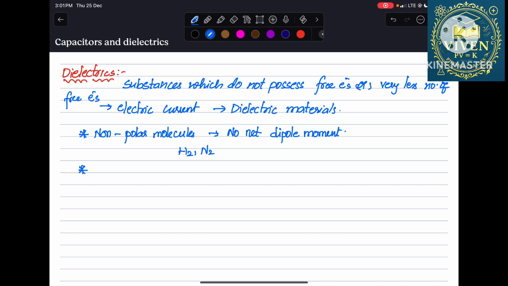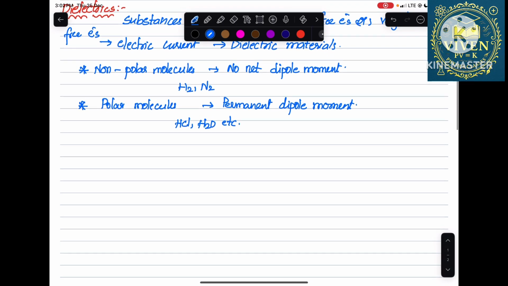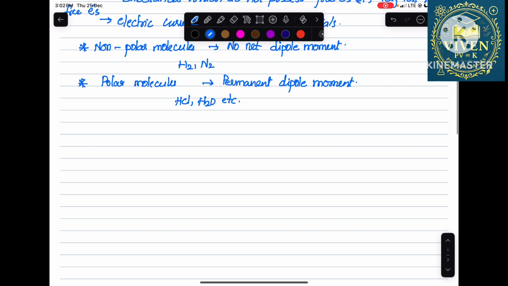And there are also polar molecules which can be used as dielectrics, and these polar molecules have a permanent dipole moment, that is, a fixed dipole moment that lasts forever. Examples are HCl and H2O. So these are the dielectric materials which we can use in the topic we are going to learn, as we try to understand dielectric and capacitor utilization in our day-to-day circuits.